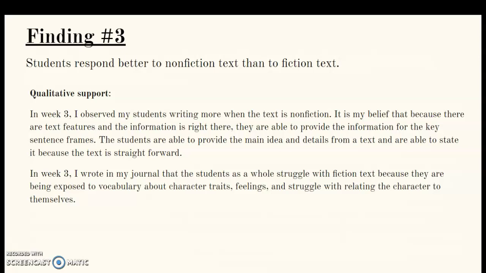In week 3, I also wrote in my journal that the students as a whole struggled with fiction text because they are being exposed to vocabulary about character traits, feelings, and then they struggle with relating to the character themselves.